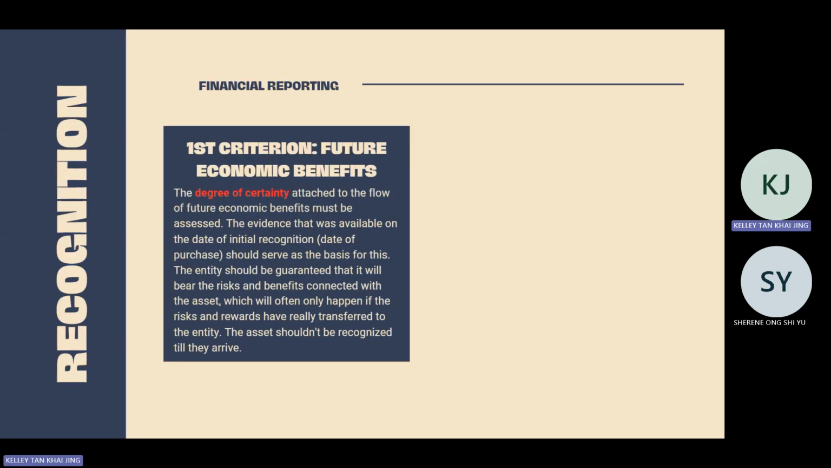So the first criterion is future economic benefit. The degree of certainty attached to the flow of future economic benefits must be assessed. The evidence that was available on the date of initial recognition, the date of purchase, should serve as the basis for this. The entity should be guaranteed that it will bear the risk and benefit connected with the asset, which will often only happen if the risks and rewards have really transferred to the entity. The asset shouldn't be recognized till they arrive.